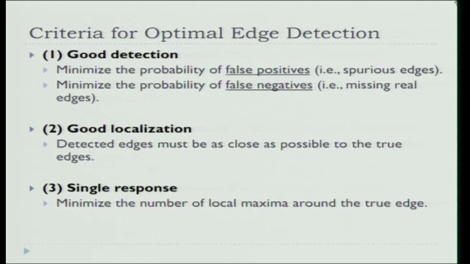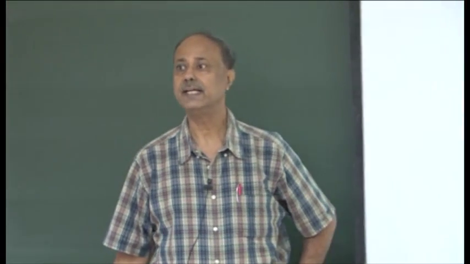Now, by good detection, what do we mean? We mean that you are minimizing the probability of false positive, that whatever is the noise, it should not look like an edge, or you should not consider it as an edge. So, false positive should be as minimum as possible, and the next one is to minimize the probability of false negative. That means you should not tell a true edge as not an edge, right. So, your threshold value should be such that this is taken into account.